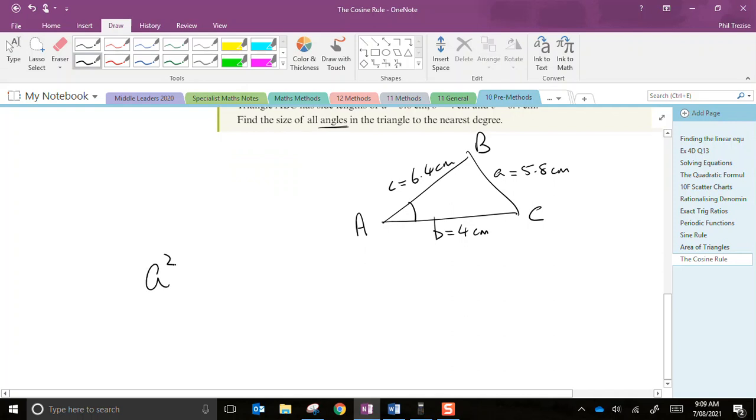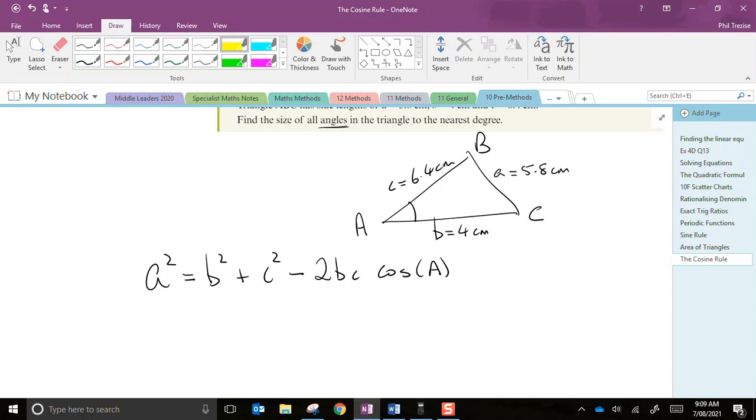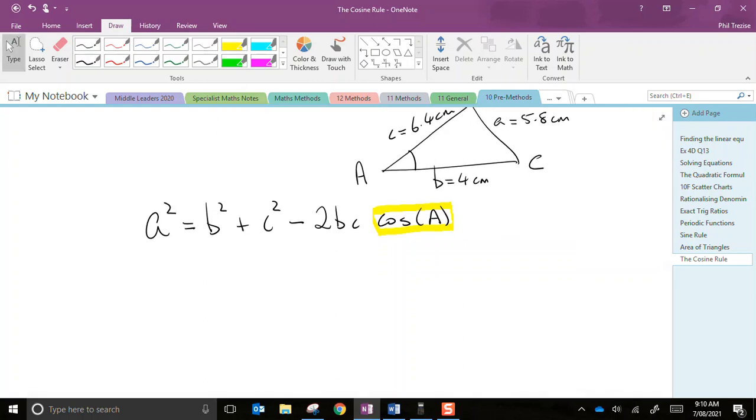So I'll write a squared equals b squared plus c squared minus 2 times b times c times the cosine of angle A. Now this time, angle A is my unknown, so I'm really trying to write this formula so that the cosine of angle A is the subject of the formula. And there's a multiplication sign here, and multiplication is a stronger link between the 2bc and the cosine A than this negative sign, the subtraction over here.